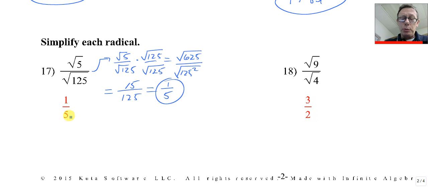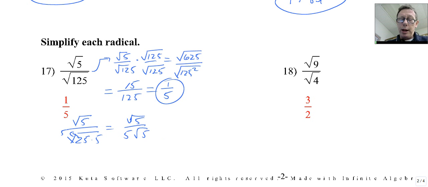Now, sometimes we may want to simplify what's in the square root in the denominator first. So I'm going to do it that way. I'm going to say the square root of 5 over the square root of 25 times 5. And this 25 will come out as a 5. So that's going to leave me with the square root of 5 all over 5 times the square root of 5. Now then, I don't have to multiply the numerator and the denominator by such a large number. It makes the numbers easier to work with.